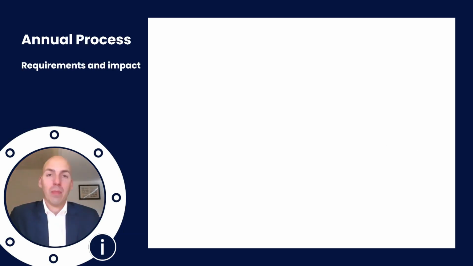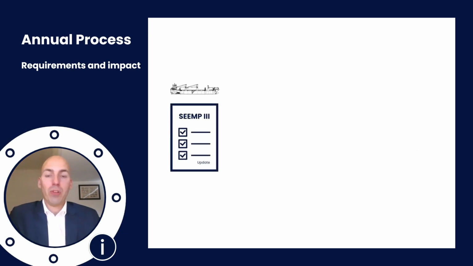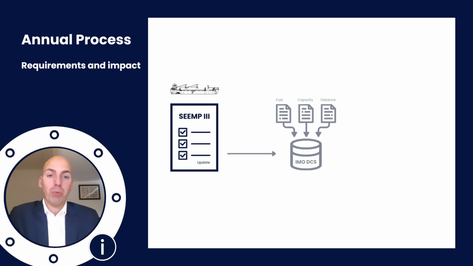Let me show you. The annual process, requirements and the impact on your operations are briefly as follows. First, you have to update your Ship Energy Efficiency Management Plan Part 3. That needs to be updated regularly. And secondly, you have to input all the information or the fuel capacity and distance annually into IMO DCS, or a recognized organization has to do it for you.